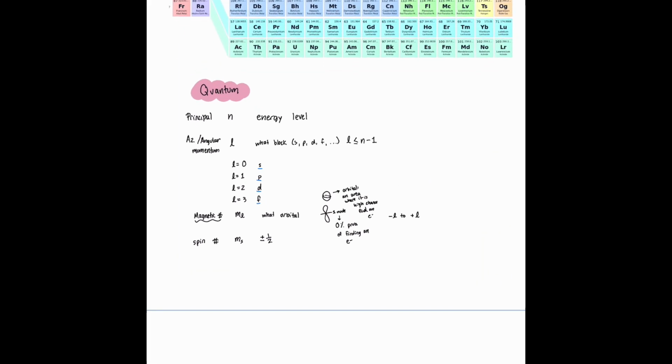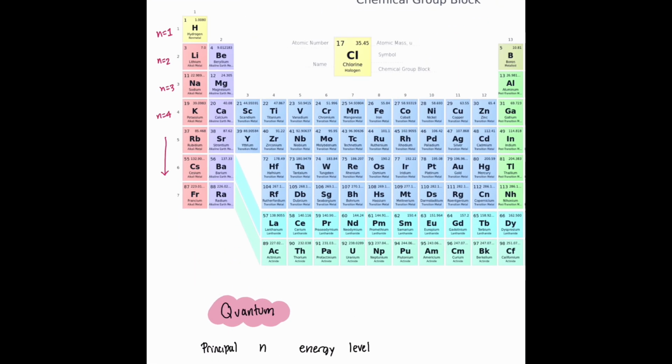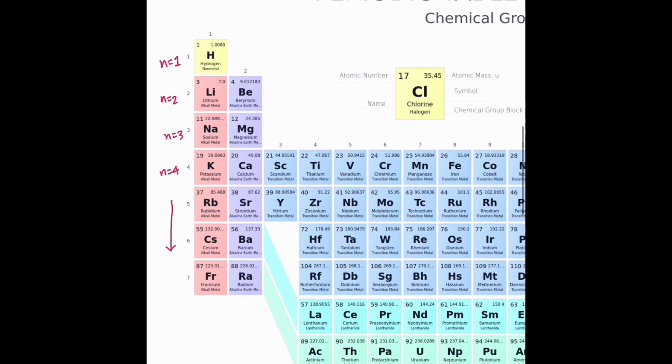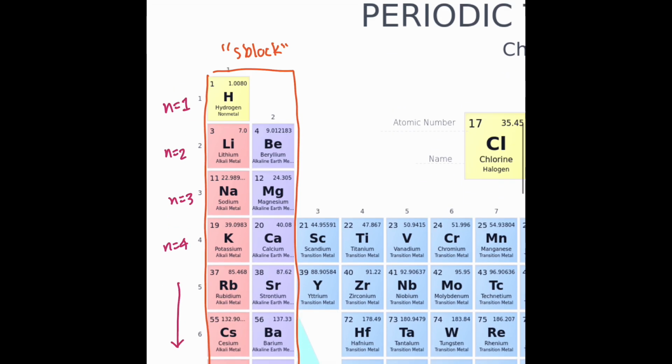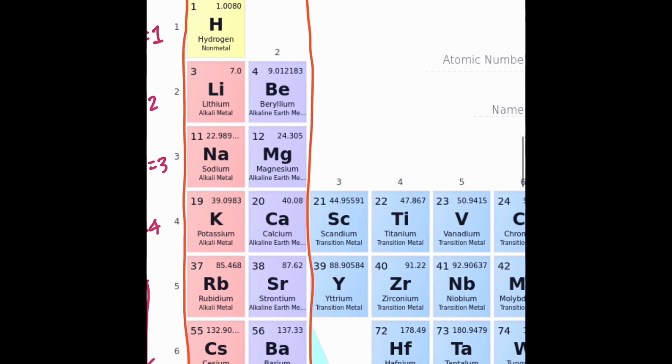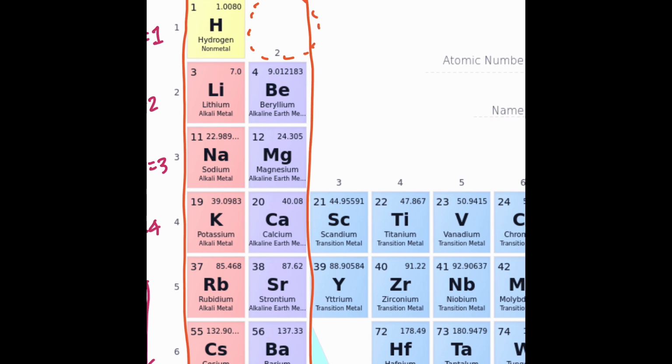Now that we've talked about that, let's talk a little more about the different blocks. Starting over here with our alkali metals and our alkaline earth metals, this block right here is what we call our S block. Now I know what you're probably thinking: each one of these has 2, so are we missing one right here? And the answer is yes and no.